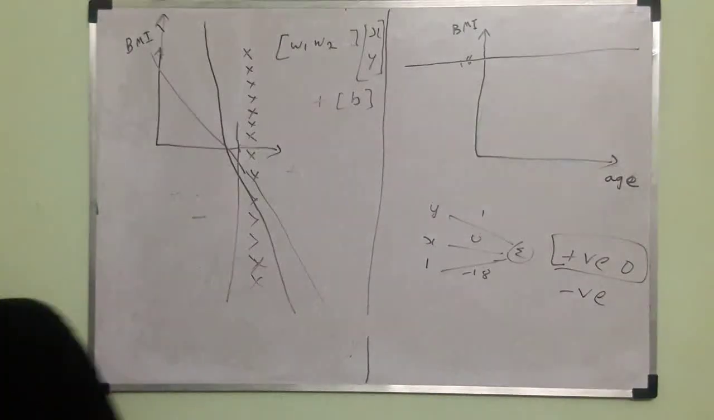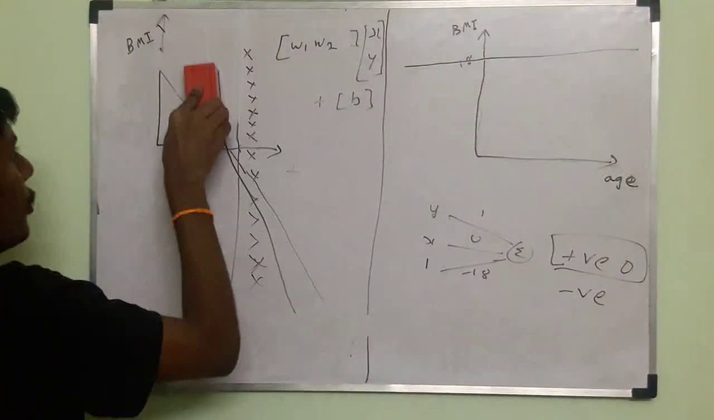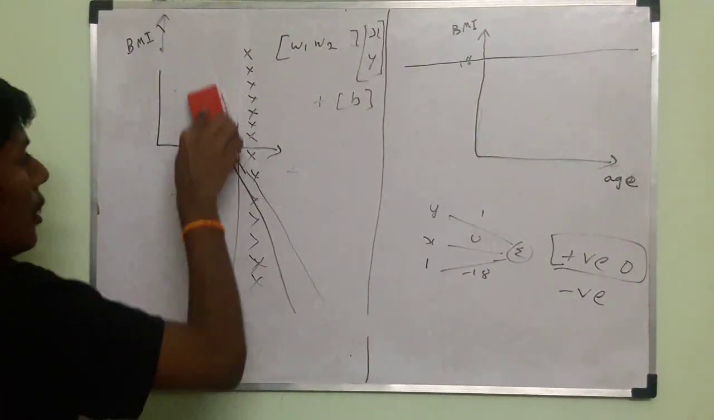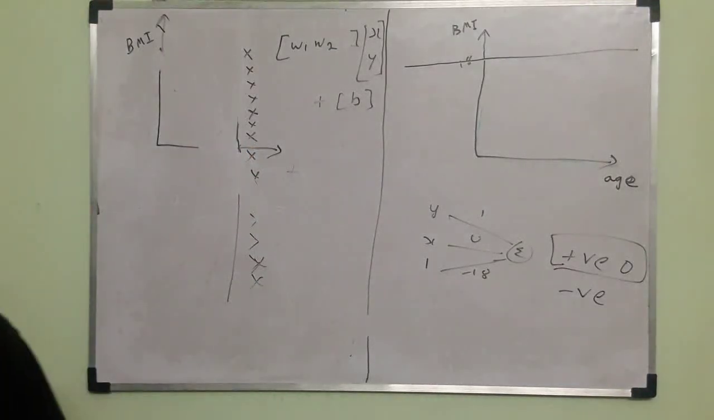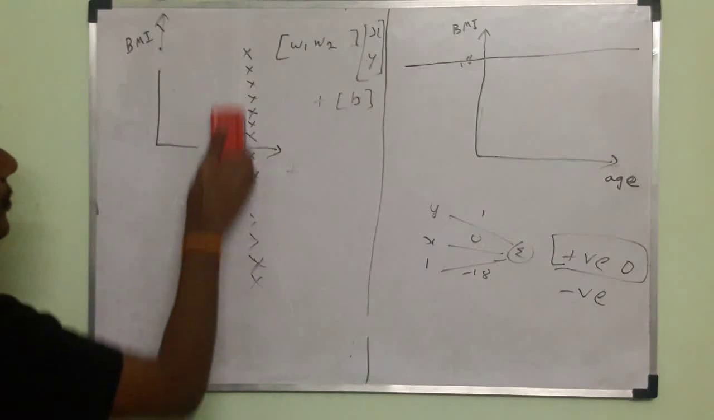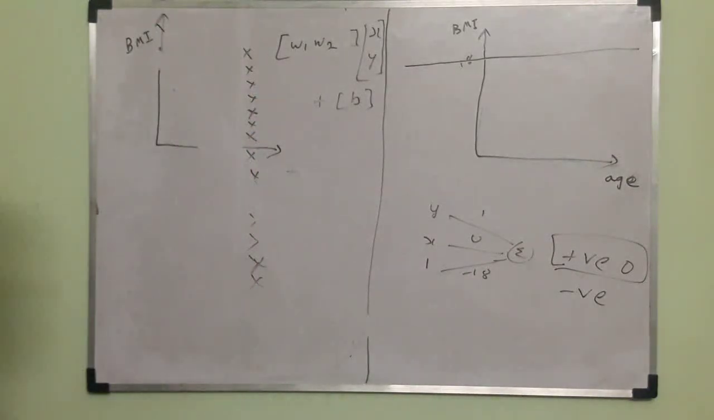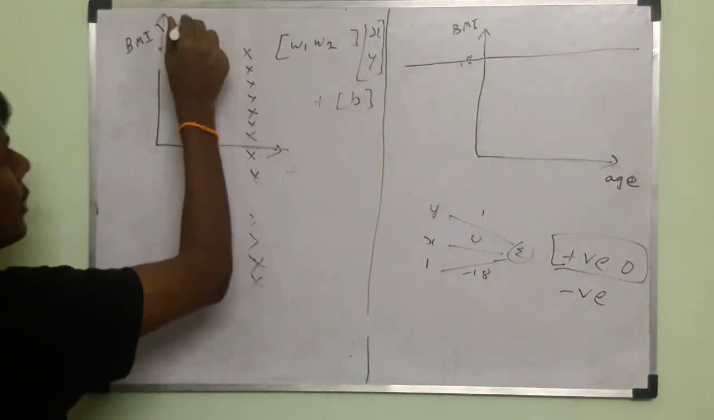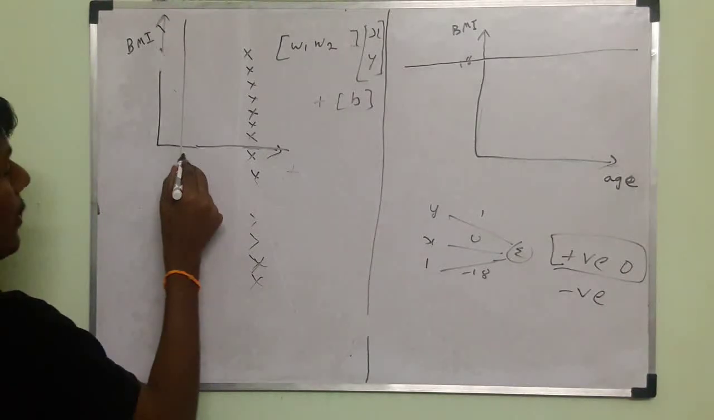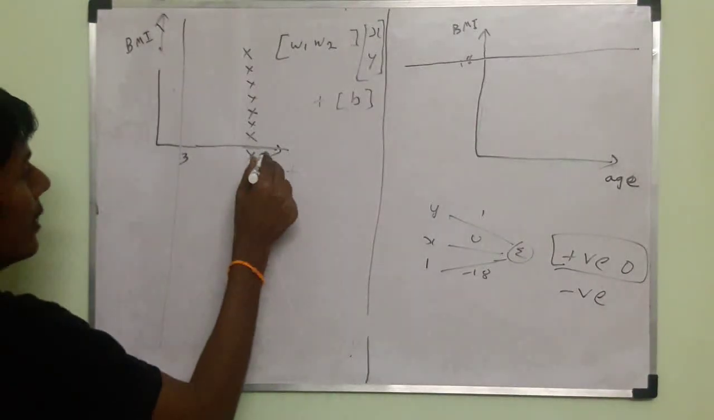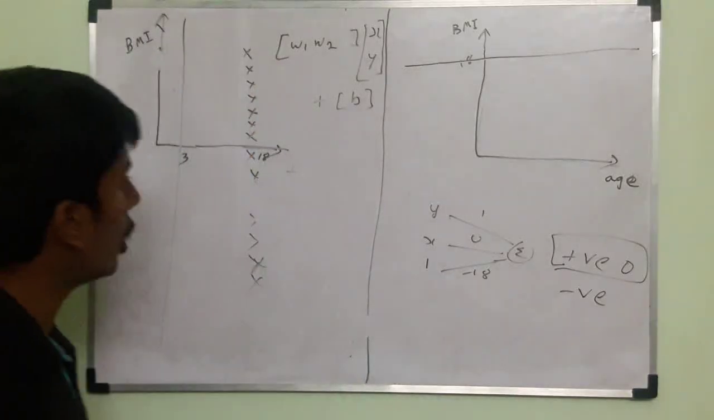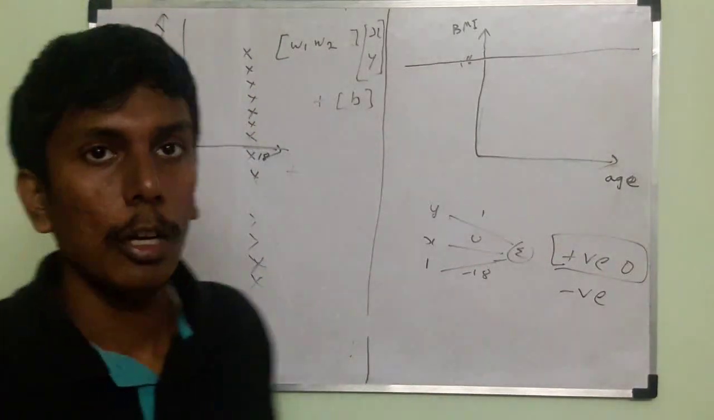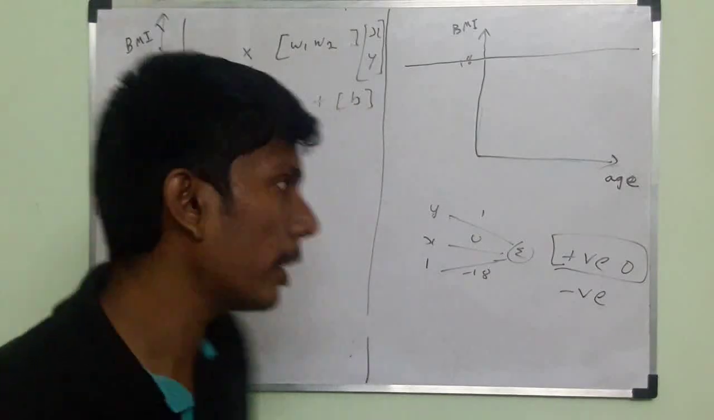Let's say after lots of training, lots of weights getting changed, the neural network came up with something like this. We are having 3 here and 18 here. Now all these points got classified correctly. All these values got classified as positive. But this is not the solution which we wanted.